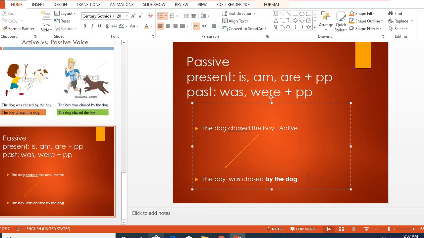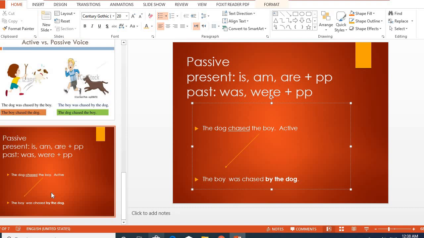Do I have to say by Ahmed? If I say a mistake was done by Ahmed, my father will know. But I don't want my father to know, so I just say a mistake was done. So this part at the end, by plus the subject, is not a must. It is not necessary. We can put it or we cannot put it. It's up to you, okay? So that's all about the passive form.